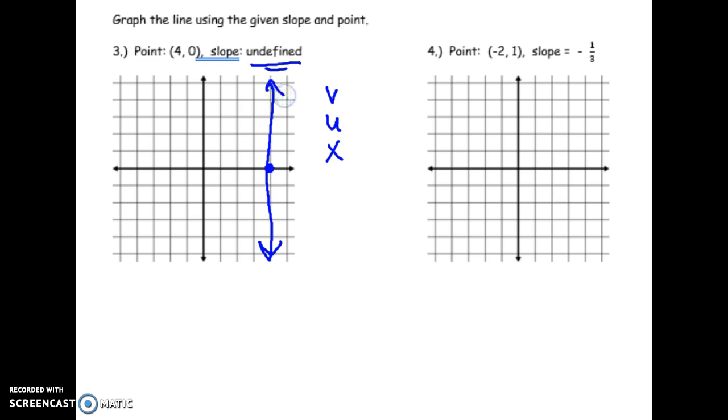There's my line. Here I start at point -2, 1, and my slope is going to be -1 over 3. Rise -1, so we're going to go down 1 to the right 3. Down 1, to the right 3. So -1/3 slope, or you could go up 1 to the left 3. Looks like that. Kind of messy, but all right.